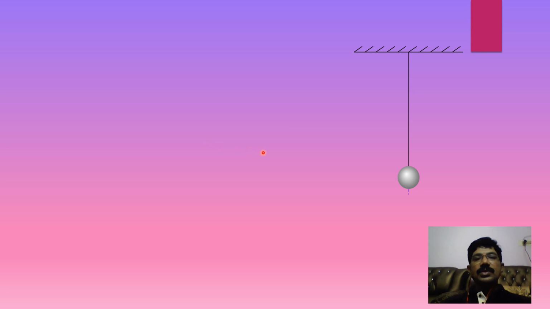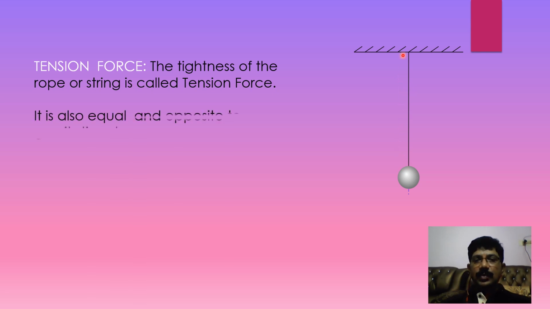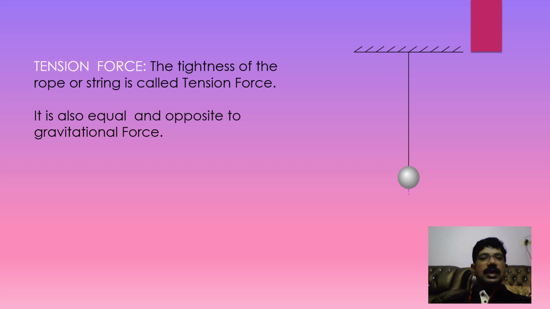Tension force is also a contact force. It is always equal and opposite to the gravitational force. See this one. Tension force is acting in the upward direction, whereas gravitational force is acting in the downward direction. So both are equal and opposite in direction. So how can we define tension force? The tightness of the rope or string is called tension force. If any object is suspended by a rope or a string or something else, it will have tension force. Are you clear about that?